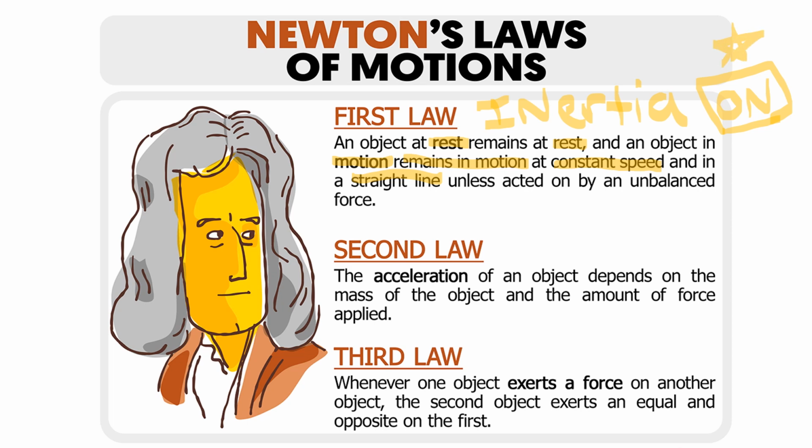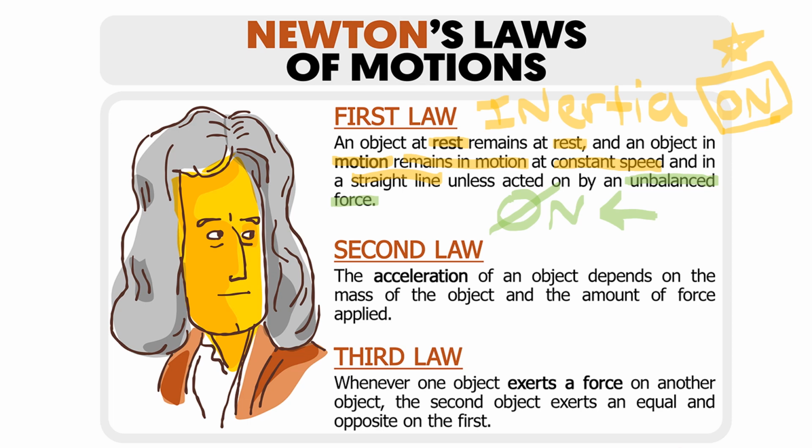Okay, let's look at the rest of this. Unless acted upon by an unbalanced force. Well, what that means is that the net force would not be 0. That means that when you add up all the vectors, it's going to be any value other than 0. That's the only way to change an object in motion, in constant speed in a straight line, or an object at rest, remaining at rest. You have to do this, which is apply an unbalanced force.